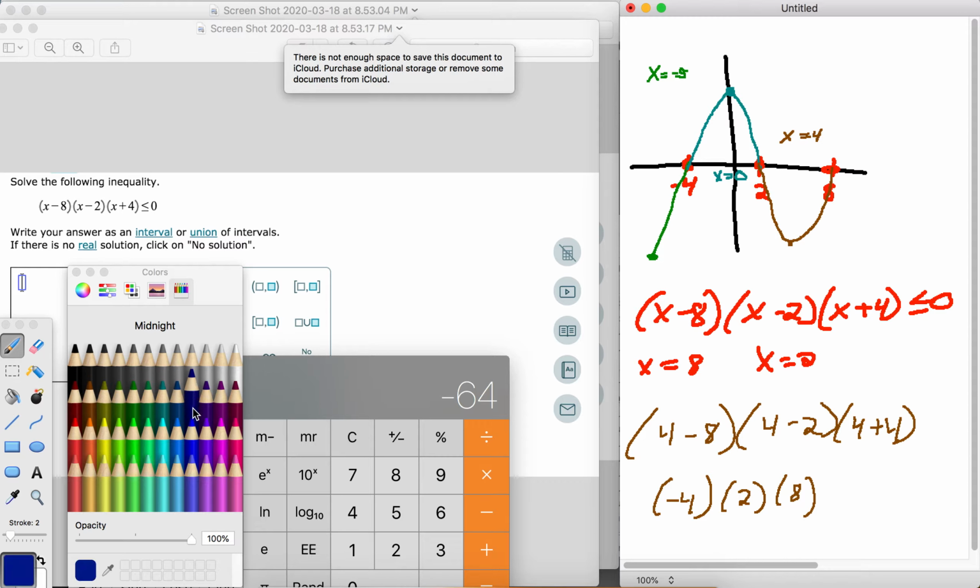So we know the graph dips like this. And then, just to make sure we covered all of our bases, let's try x equals 9, something slightly to the right of x equals 8.